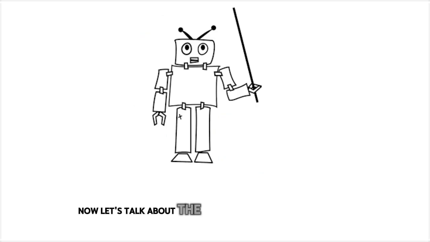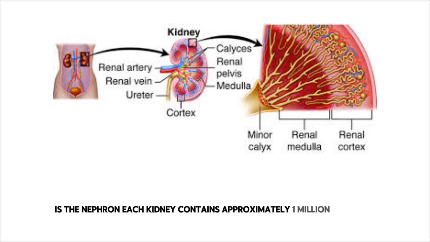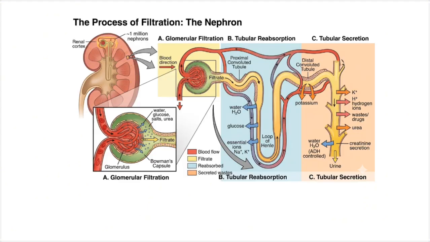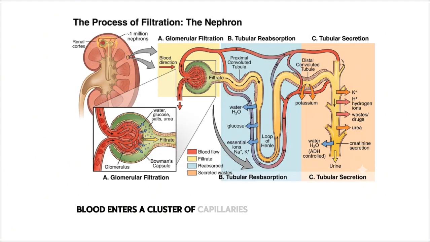Now, let's talk about the process of filtration. The nephron. The functional unit of the kidney is the nephron. Each kidney contains approximately 1 million nephrons, which process blood through three distinct stages. Stage number 1. Glomerular filtration. Blood enters a cluster of capillaries called the glomerulus. The pressure forces water and small solutes like glucose, salts, and urea out of the blood and into the Bowman's capsule, creating a fluid called filtrate.